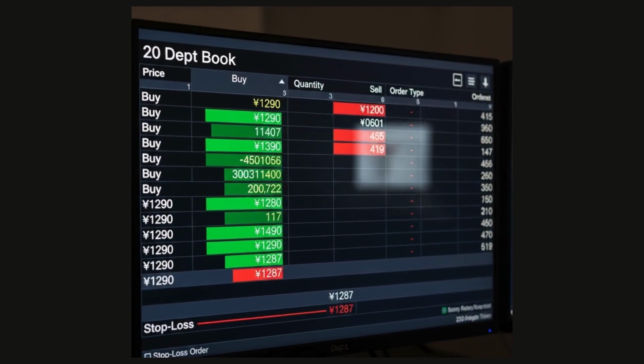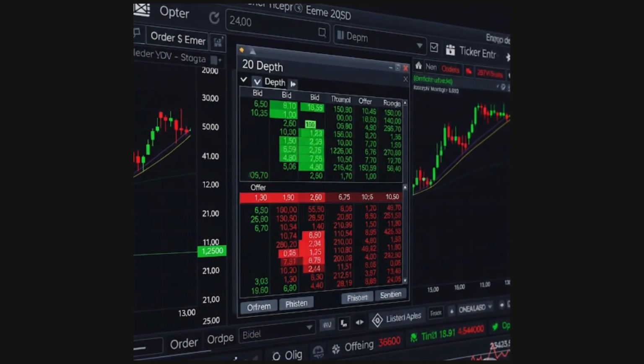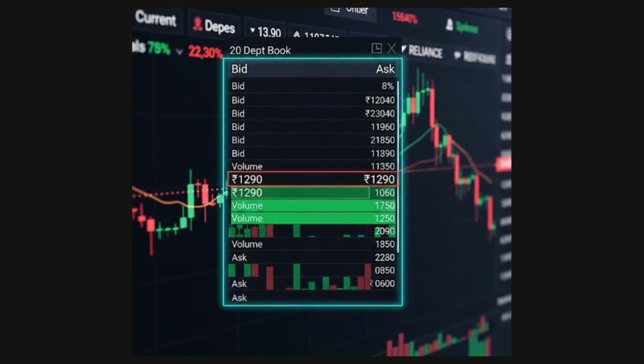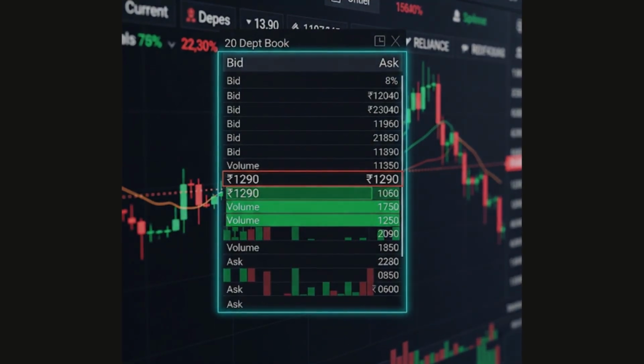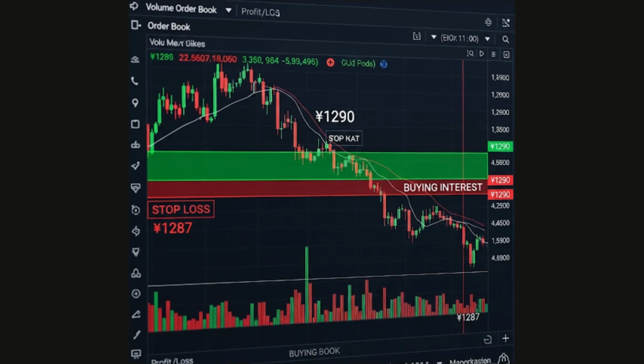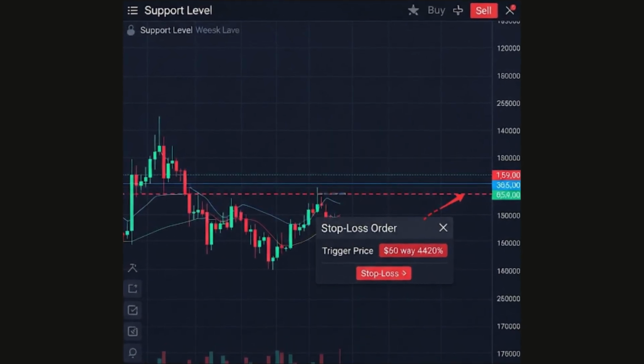Want to place a smart stop loss? Look for clusters of bids or offers in the 20-depth window. If you see heavy buying interest at 1290, that's potential support. You might set your stop loss slightly below that, say 1287, to reduce the chance of being stopped out unnecessarily.